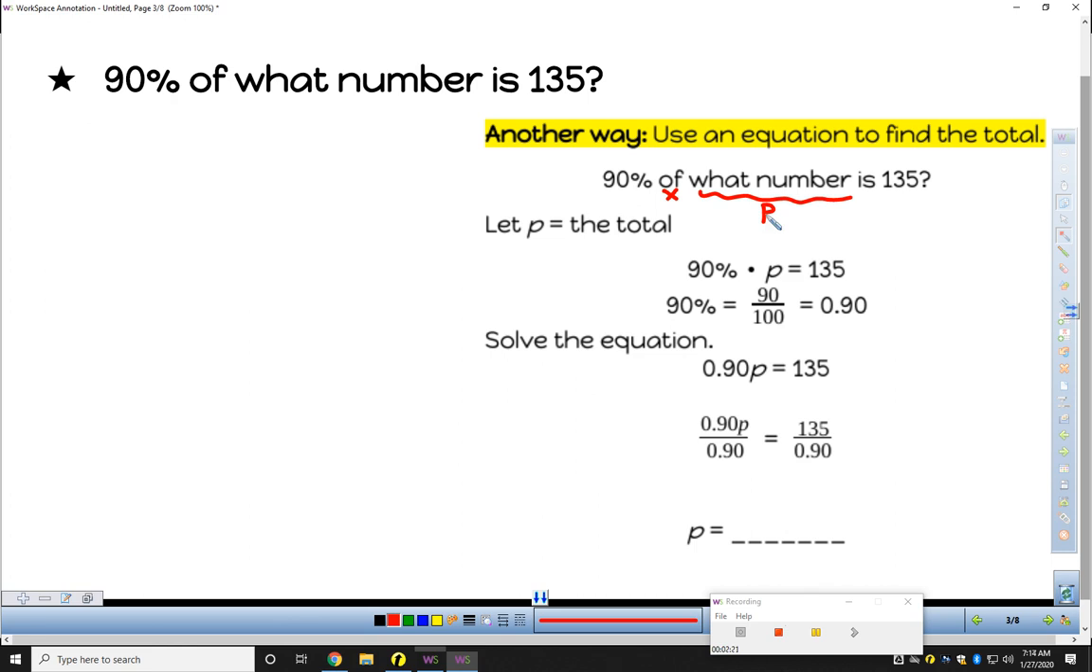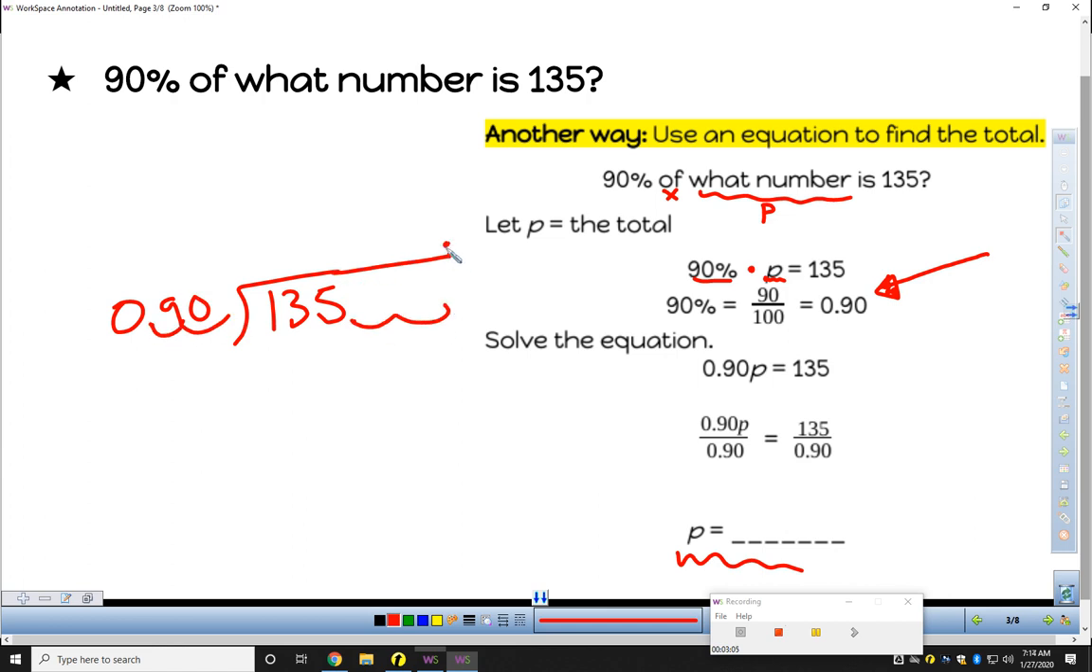So if P is the total, if P is this unknown, 90% of multiplication, the P, is 135. I go through some steps from 6-2 where I turn 90% into a decimal. And then I solve the equation by getting the variable alone by itself, all the way back to topic 4. Okay, and to do that, I use division, the inverse operation of multiplication. So really the problem that you're solving here is 135 divided by 90 hundredths, or 9/10. We get rid of the decimal on the outside.